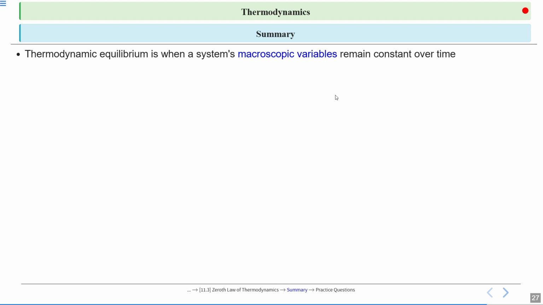Thermodynamic equilibrium is when a system's macroscopic variables remain constant over time. It means when macroscopic variables remain constant over time, then we can say this is thermodynamic equilibrium. Macroscopic variables: pressure, volume, temperature. All right.